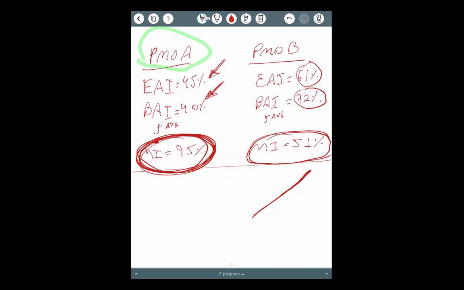All the functions are being provided very well with a high level of maturity. However, they are not providing the right functions, because the functions that they are providing are delivering benefits that are not the benefits expected by the stakeholders. And we can know that because of the low EAI and the low BAI average, right? That's the answer.